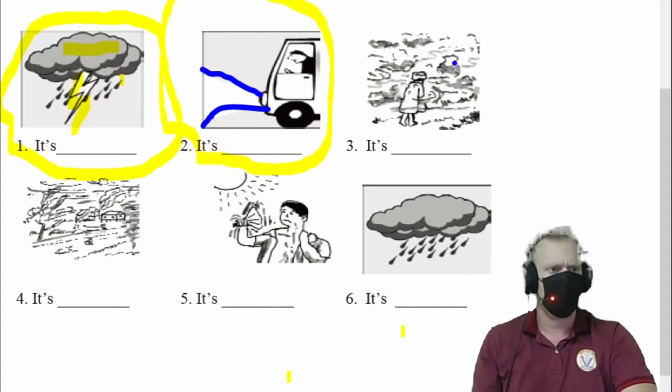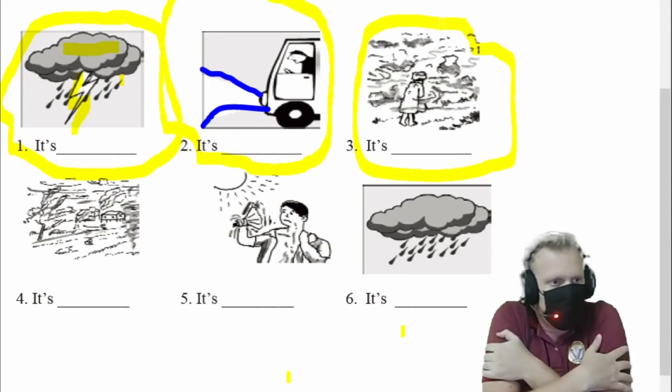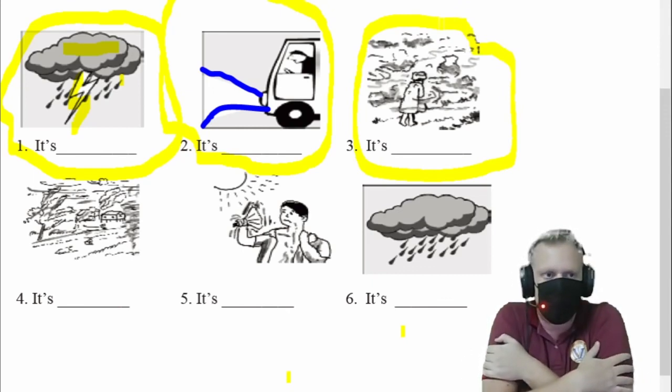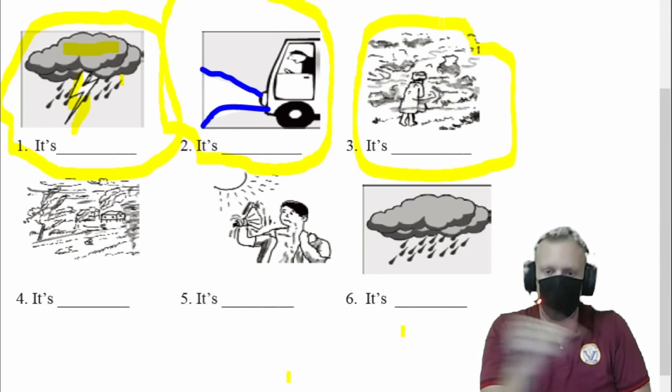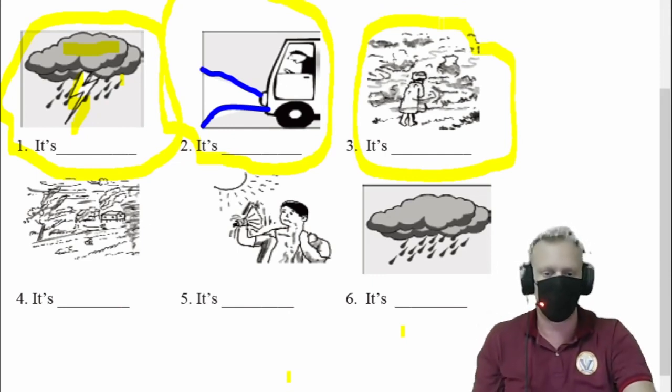Okay, let's take a look at picture number 3. A lady or a man walking, and she's holding herself like this. So that one is easy. It's cold. Yes, that's right. Picture number 3, it's cold.